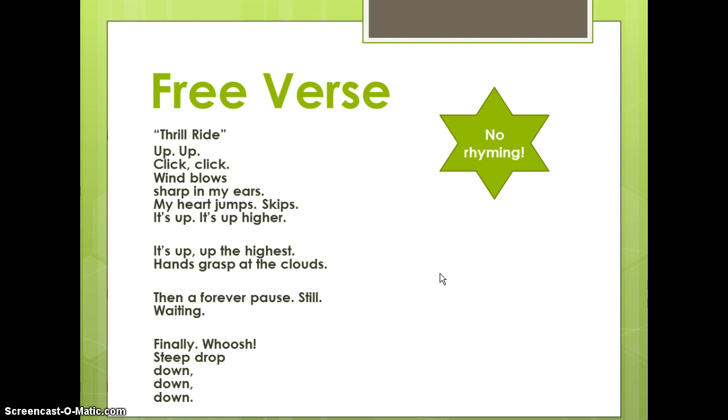Second of all, there's a lot of poetic devices here. How about repetition? Up, up, click, click. Or up, up here, down, down, down. I also see a metaphor. "My heart jumps, skips." Is this person's heart really skipping? Is it skipping across like we would skip across a sidewalk? No, but it feels like it's skipping because she's so nervous.